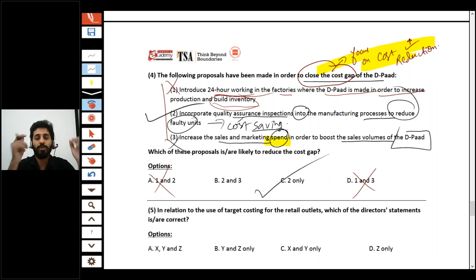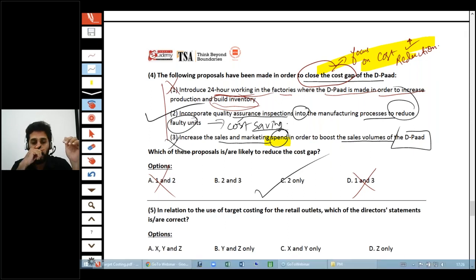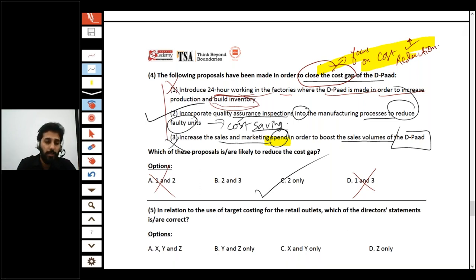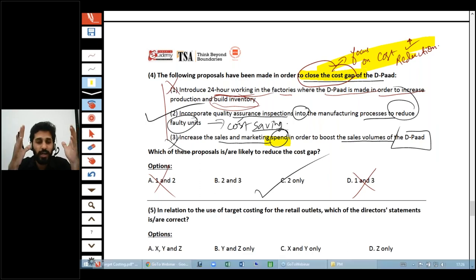Option C is the correct one because point number 3 is suggesting me to increase the spend on marketing. But the concept of target costing is saying that reduce your cost. So this is not applicable in order to close the cost gap. You have to reduce the cost gap. You can spend more on marketing, it's not your choice, but in order to close the cost gap, you should at least reduce your cost. And this is not a good strategy.